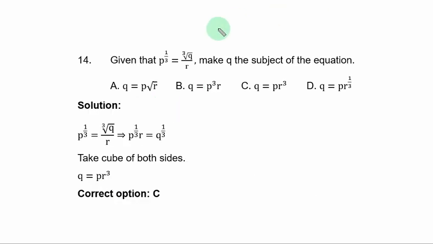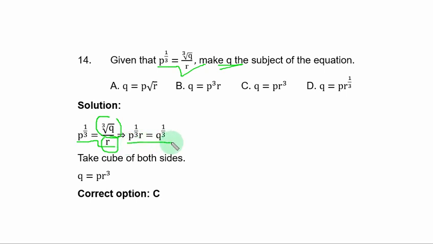Question 14. Given that p to the power of 1 over 3 is equal to cube root of q over r, make q the subject. So this is the given relation. This cube root of q means q to the power of 1 over 3. As you are doing that, you also clear the fraction by using r to multiply through, and you have this result.